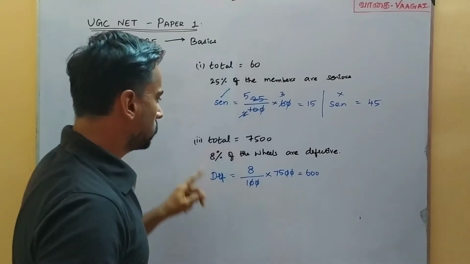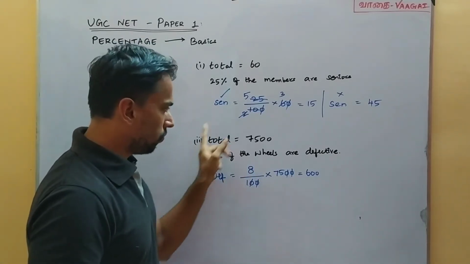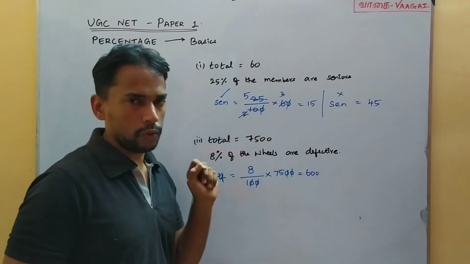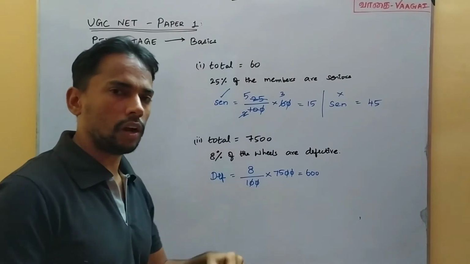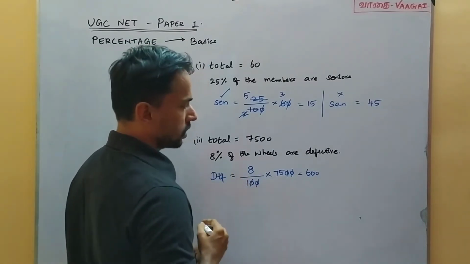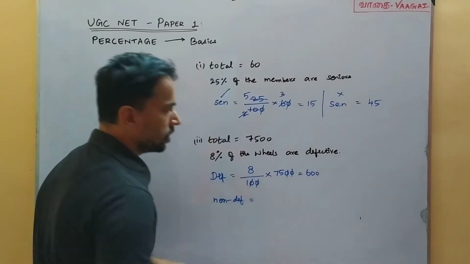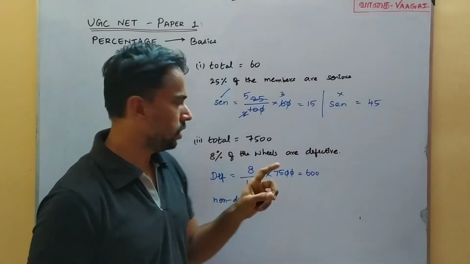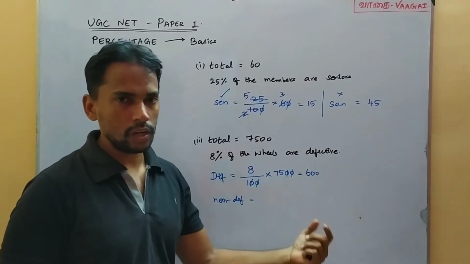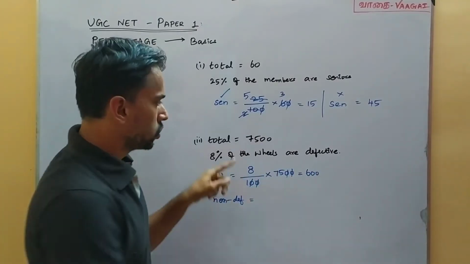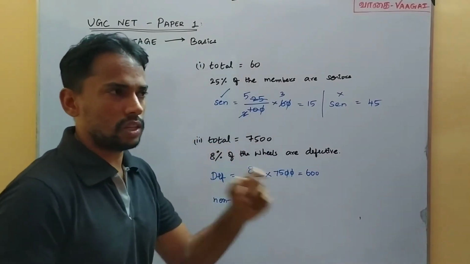Same way here again. Out of the total 7,500 wheels produced, if we know that defective are 600, how many are non-defective? We can subtract, like we did in the first question: 7,500 minus 600. So when we subtract, what would be the answer? So how can we do this?